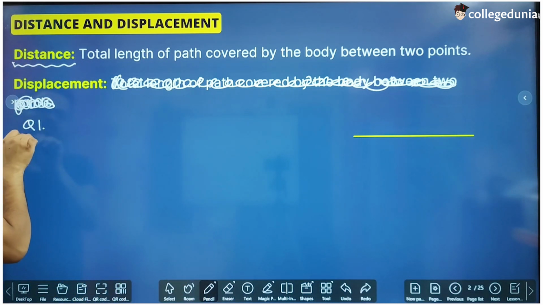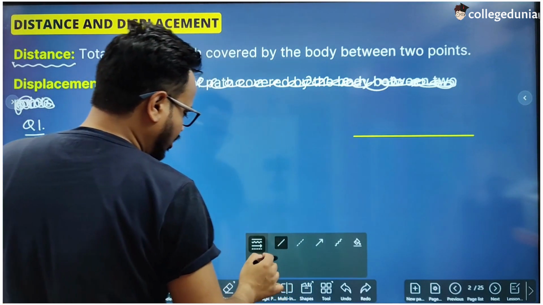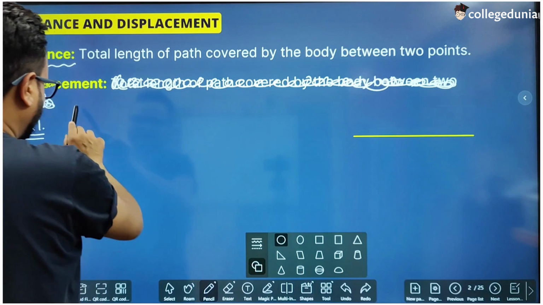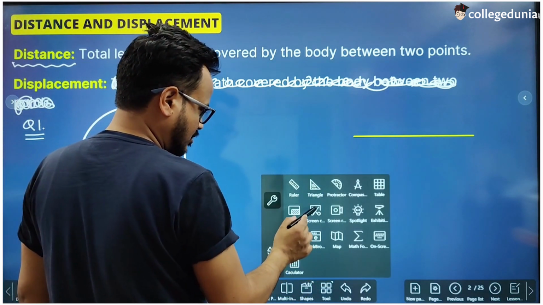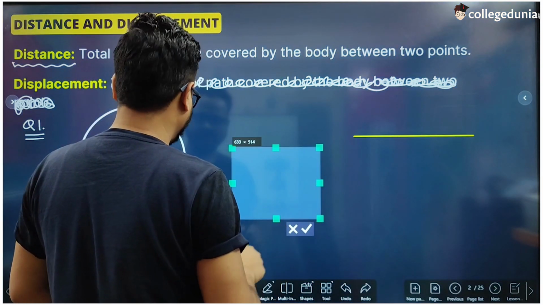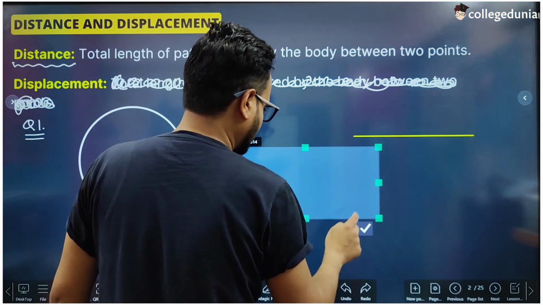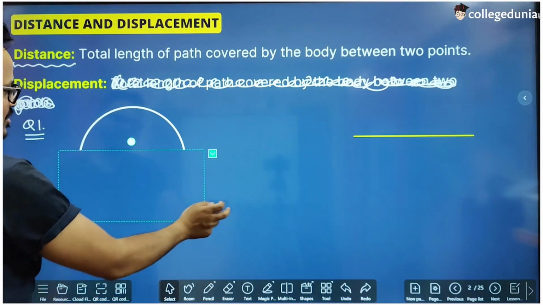Question number 1. Okay, let us say that the body is moving in a semicircle. This is not a semicircle, sir. Okay, no problem. We'll cut it out. Now this is a semicircle, right?